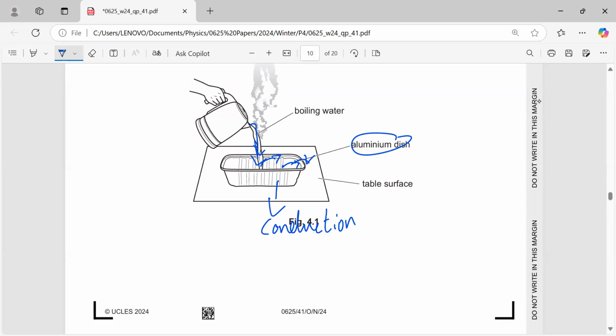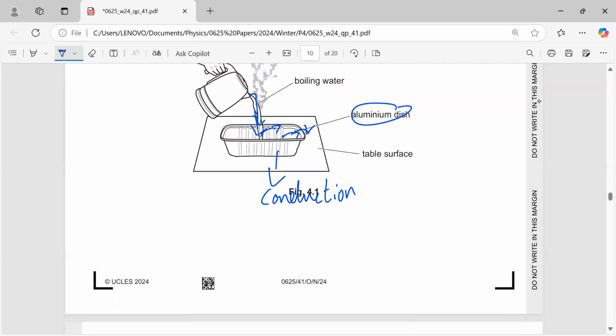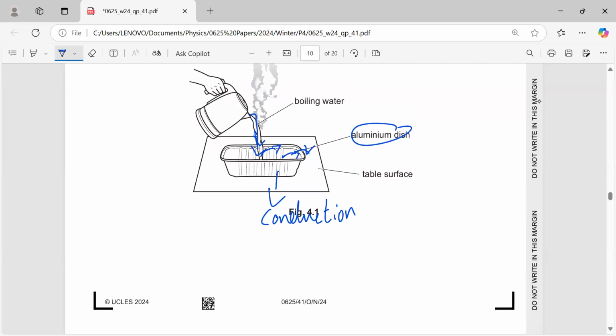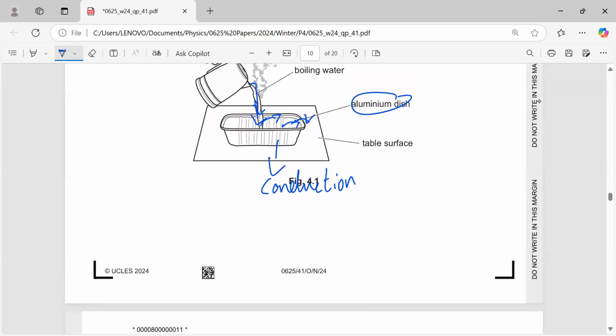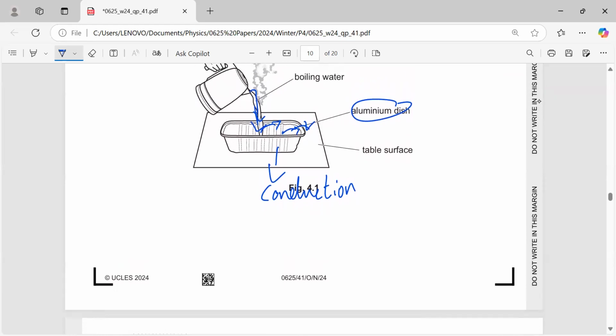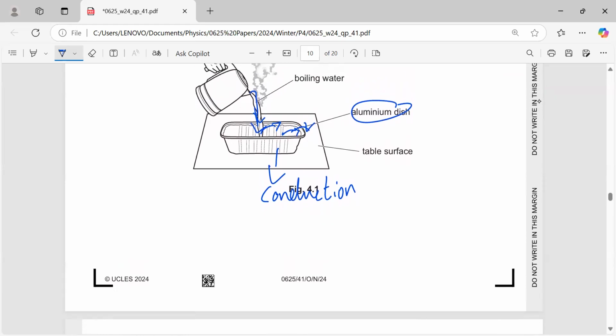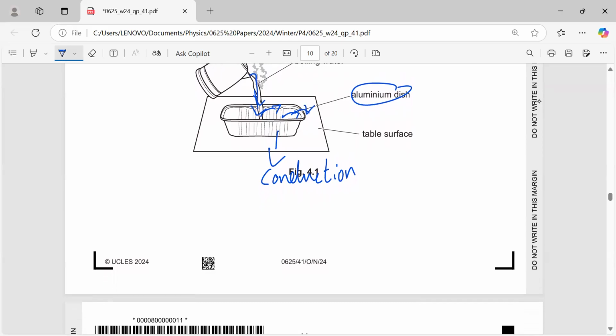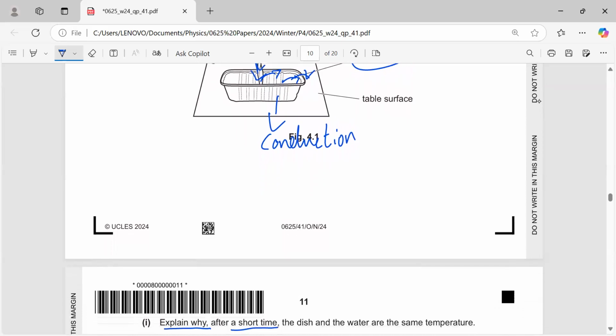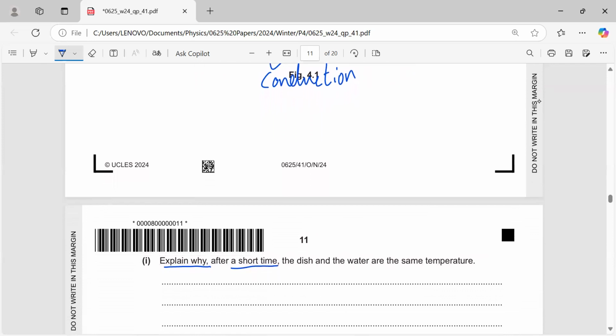So these are the important points to write down, explaining how the energy is transferred and how the dish and water end up at the same temperature. And finally, you can say that when both of them are at equal temperatures, there will be no transfer of energy at that time.